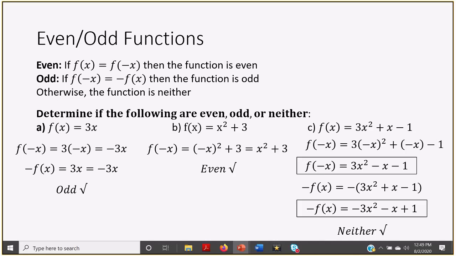It is important to note that you do need to simplify your function. So in part B, when you plug in negative x, it might not look like they're the same, but once I go through and simplify, they actually do match up. So make sure that you're simplifying things out as much as possible and then making your comparisons.